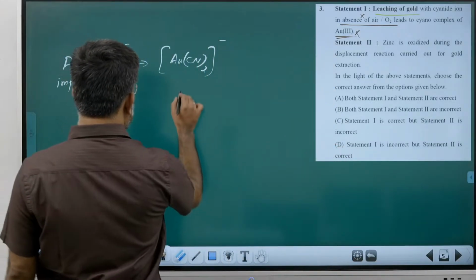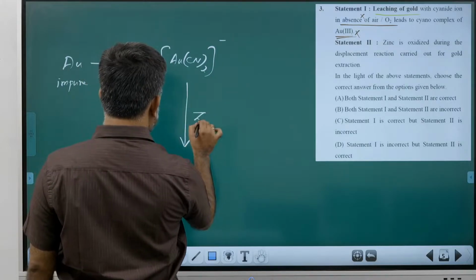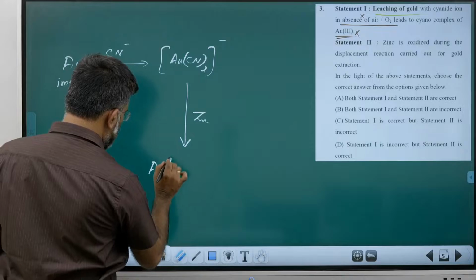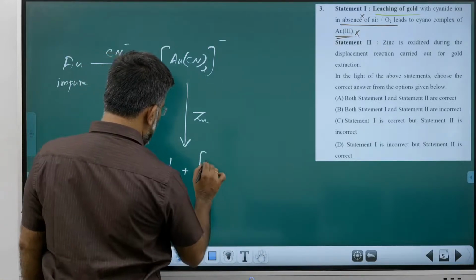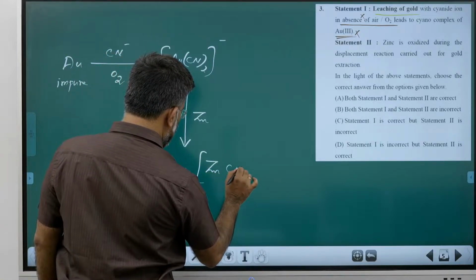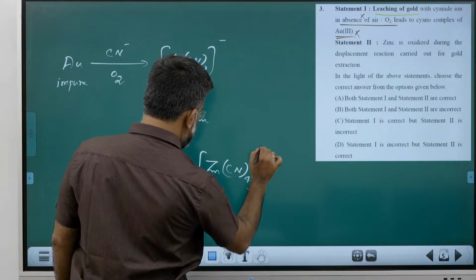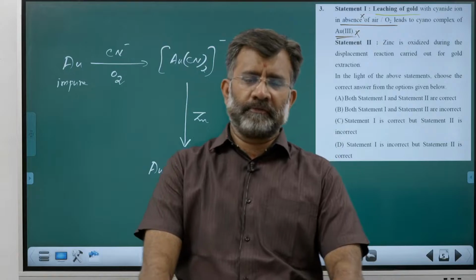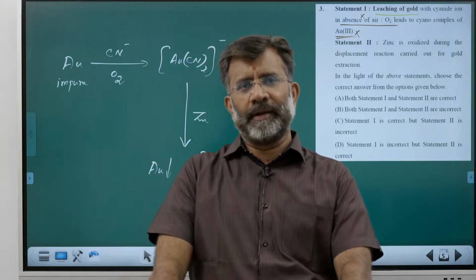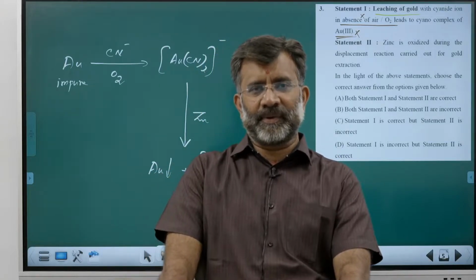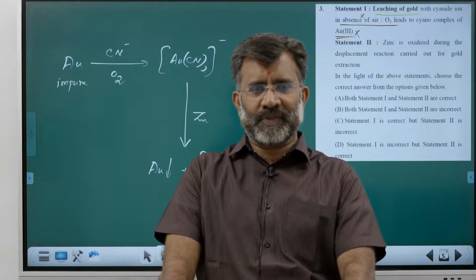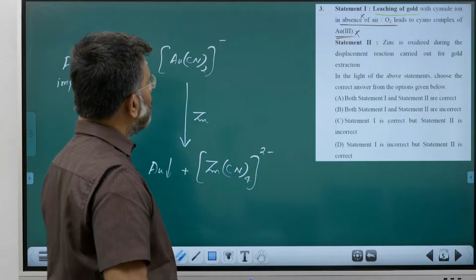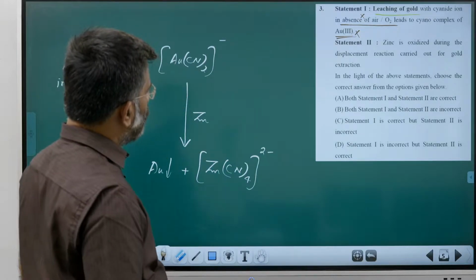And now, followed by this, we are treating with powdered zinc, where the pure gold will come out and you are getting Zn(CN)4 2-. This is the leaching process, the very famous, very popular hydrometallurgy, the cyanide process, the MacArthur-Forrest cyanide process, right? Globally famous. So statement 1 is wrong.